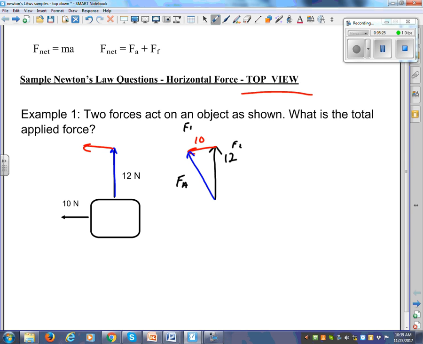So how am I going to solve for FA? Is it a right triangle? It is, so I can solve it by Pythagoras. So then you would say something like FA squared is equal to 10 squared plus 12 squared, right? 10 squared is 100, 12 squared is 144, so that's going to be 244, and you would have to take the square root of that.